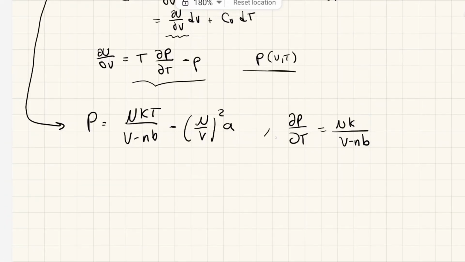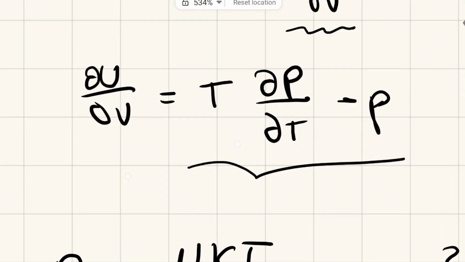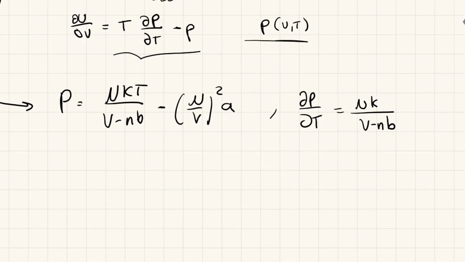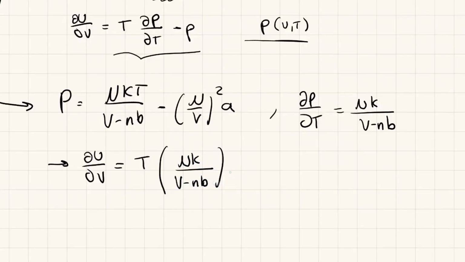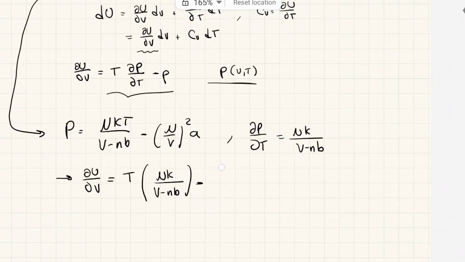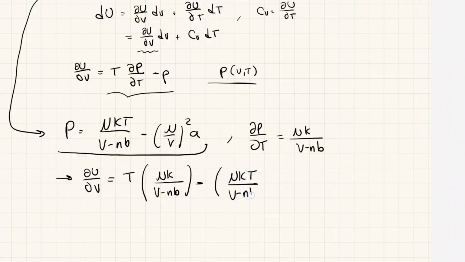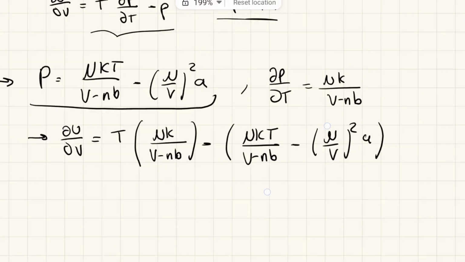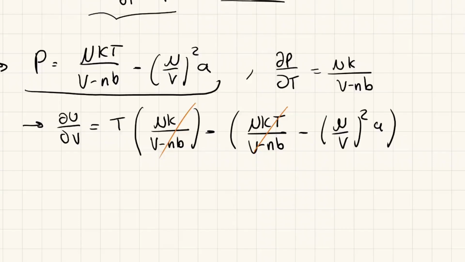Okay, and then with this information, now we can calculate the derivative of the internal energy with respect to the volume, so that this is T times Nk divided by V minus Nv minus P, right? But P is, well, this definition. So it is NkT divided by V minus Nv minus N divided by V squared A. Perfect. So from here, it's easy to see that we can cancel these two elements. And then the derivative of U with respect to V is equal to N divided by V squared times A.